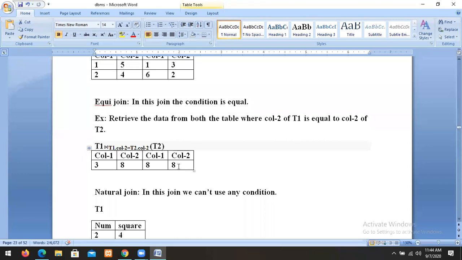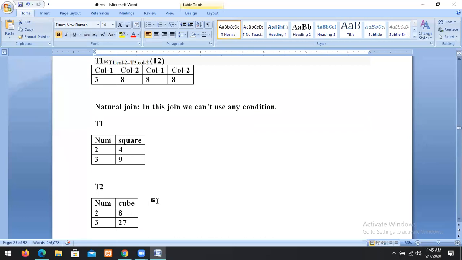What is natural join? A join without any condition. If there is no condition, then the join is called a natural join. If the condition has the equal operator, it is called an equijoin. When a condition has greater than, less than, or greater than or equal, it is called a theta join. Without any condition, when we join, it is called a natural join.